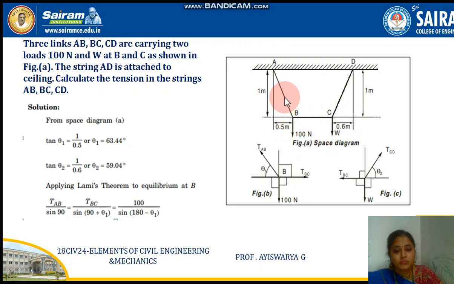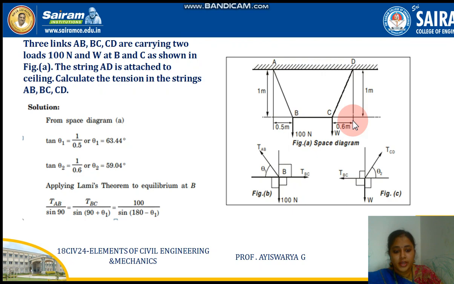So there are three segments: AB, BC and CD. We have to find the tension in these three segments. From this figure it is noted that they haven't given any angle, right? So you have to find the angle. For that they have given a hint, the dimensions. See this 1 meter, 0.5 meter, 0.6 meter distance, 1 meter, right? So you have to find the angle for this side as well as for this right angle triangle.